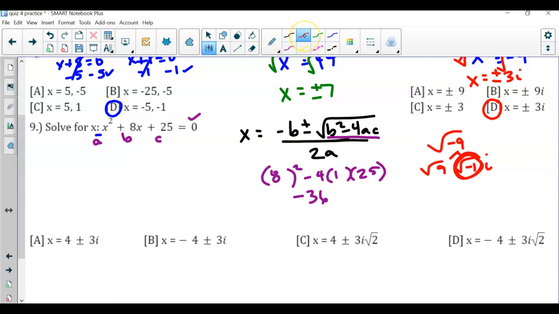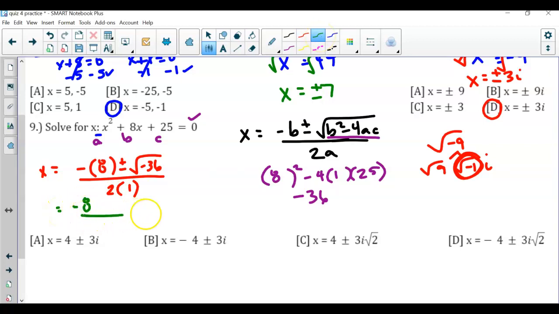Now I'm going to continue and solve for x. So x is equal to negative b, well, b here again is 8, plus or minus the square root of negative 36, our discriminant, all divided by 2 times a, which again is 1. Now notice in our numerator, we still have negative 8. So I'm going to leave that negative 8. Plus or minus, well, what is the square root of negative 36? Not just 6, right, but 6i. Remember, we need our imaginary unit here.